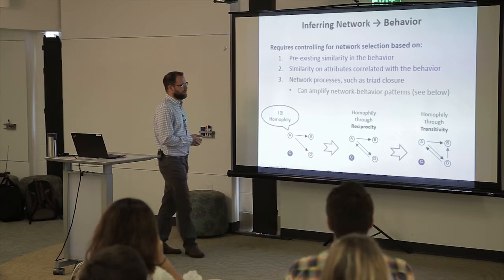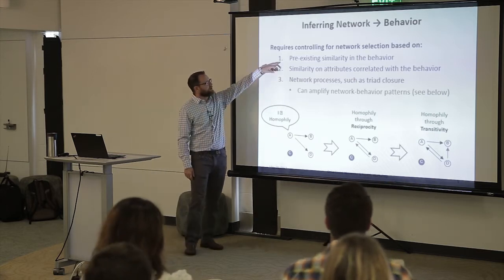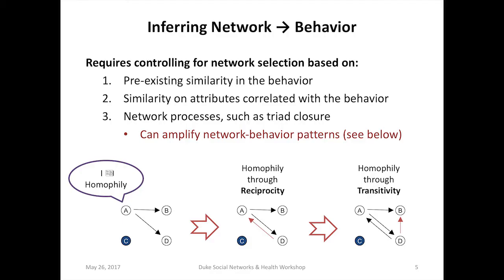possibilities. Some of the more important ones that we want to focus on are pre-existing similarities, okay, so selection into the relationships because they're already similar on the behavior. It could also be similarity on attributes correlated with behavior, right? So with smoking, where people are smoking, that geographic position. But we could also think about things like socioeconomic status. Anything that affects both the behavior and the network is something we want to control for.